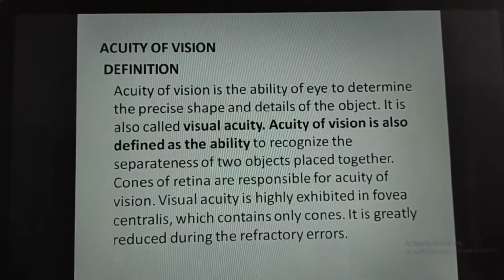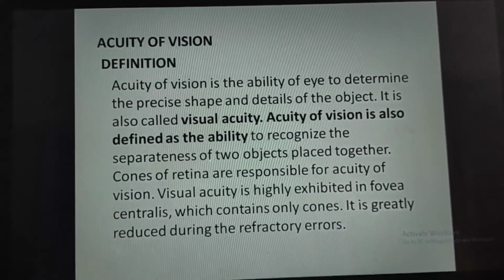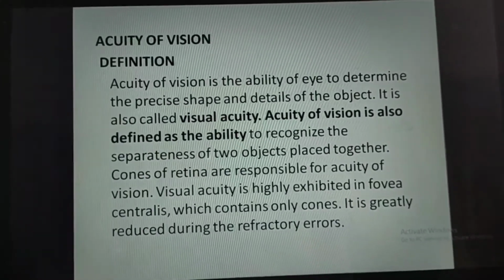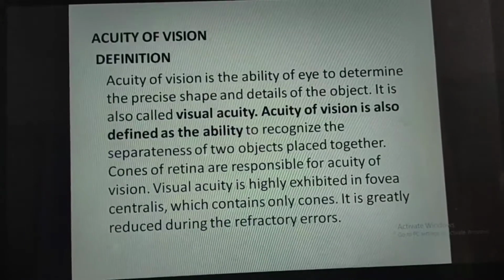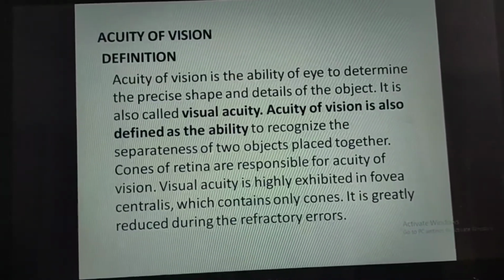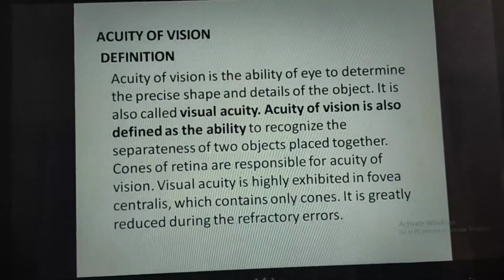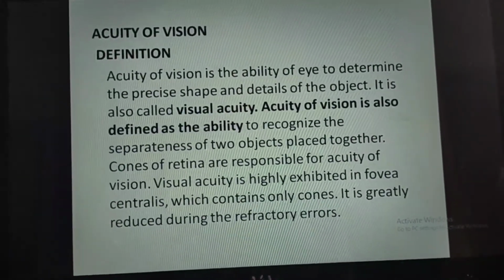Acuity of vision. Acuity of vision is the ability of the eye to determine the precise shape and details of the object. It is also called the visual acuity. Acuity of vision is also defined as the ability to recognize the separateness of two objects placed together.